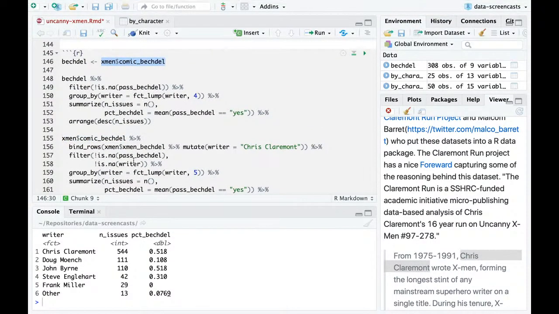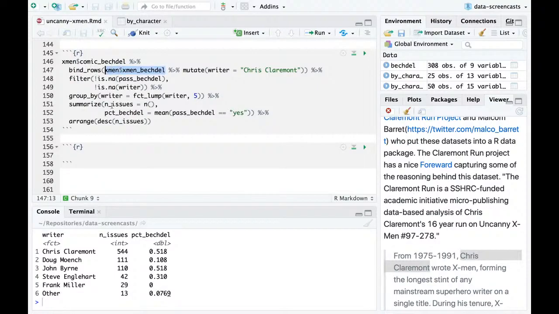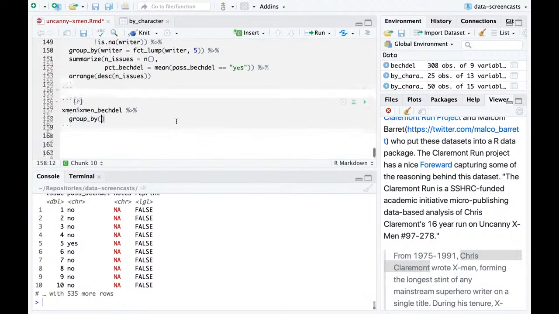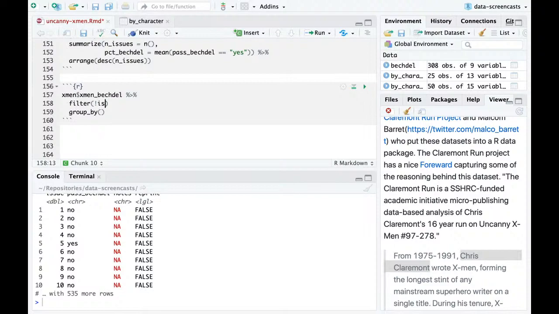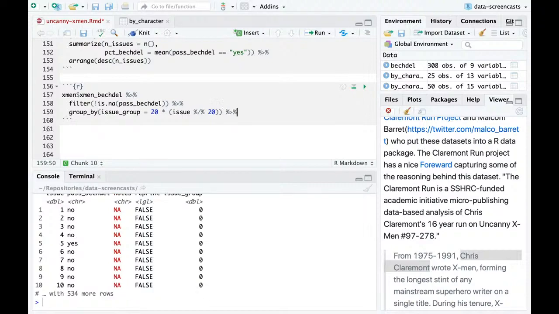Okay, the other way that we can view it is to look at X-Men. I'm going to drop this. That wasn't important. Let's look at X-Men Bechdel, and let's ask, grouped by groupings of issues, did this change over time? Filter not is NA pass Bechdel. Group by issue group. I could do it in groups of 20. I could say 20 times issue divided by 20. This is floored division. So I can put it in groups.